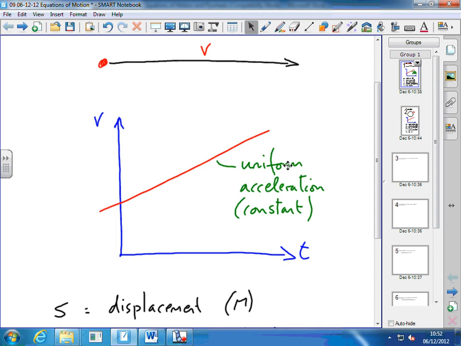What is it about this line that represents the acceleration? Could we calculate that acceleration? The gradient of the line, right. The gradient of the line gives that acceleration.